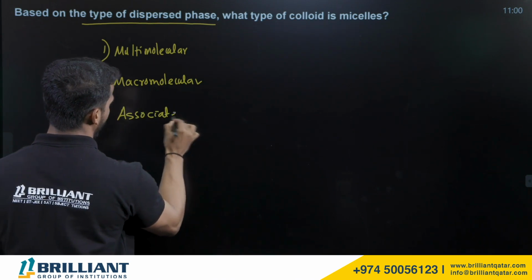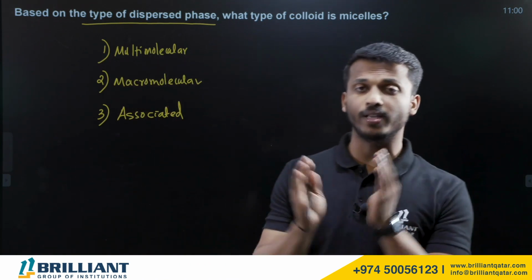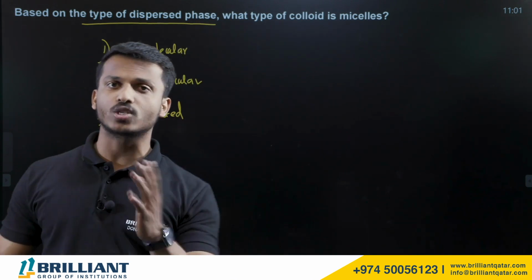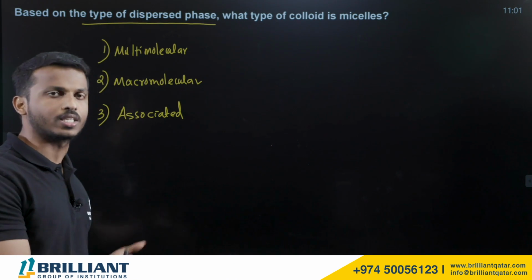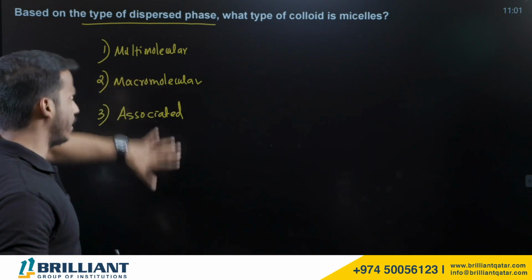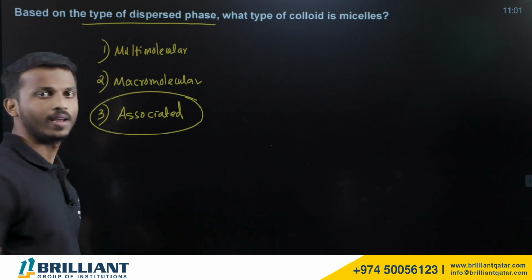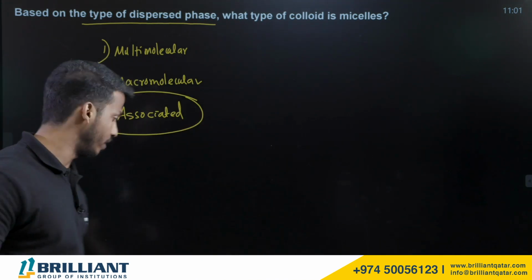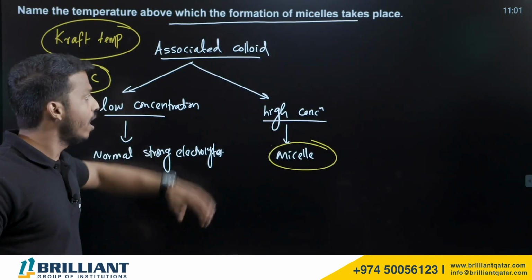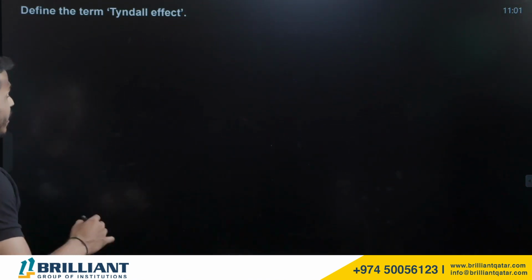We just discussed associated colloid. Depending on the type of dispersed particle, we can classify colloids into three sets: multimolecular, macromolecular, associated colloid. Multi and macro we can discuss in the next question. Here the question: based on the type of dispersed phase, what type of colloid is micelle? Micelle belongs to associated colloids at a high concentration. At a low concentration they act as what? Normal strong electrolyte. Only at high concentration they act as micelles. Alright.